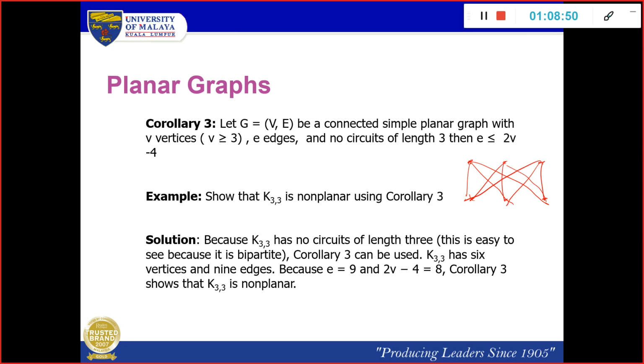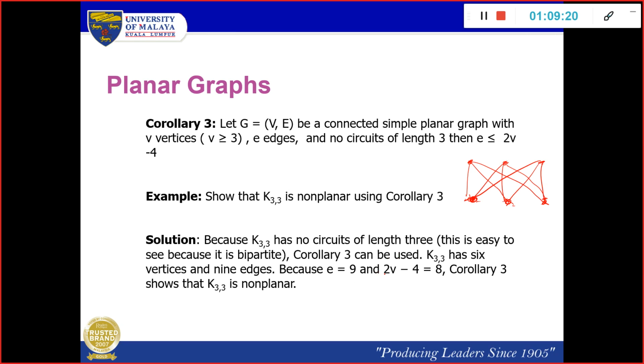K3,3 has no circuit of length 3, which is easy to see because it's bipartite. So corollary 3 can be used. K3,3 has 6 vertices, 1, 2, 3, 4, 5, 6, and 9 edges, 1, 2, 3, 4, 5, 6, 7, 8, 9.